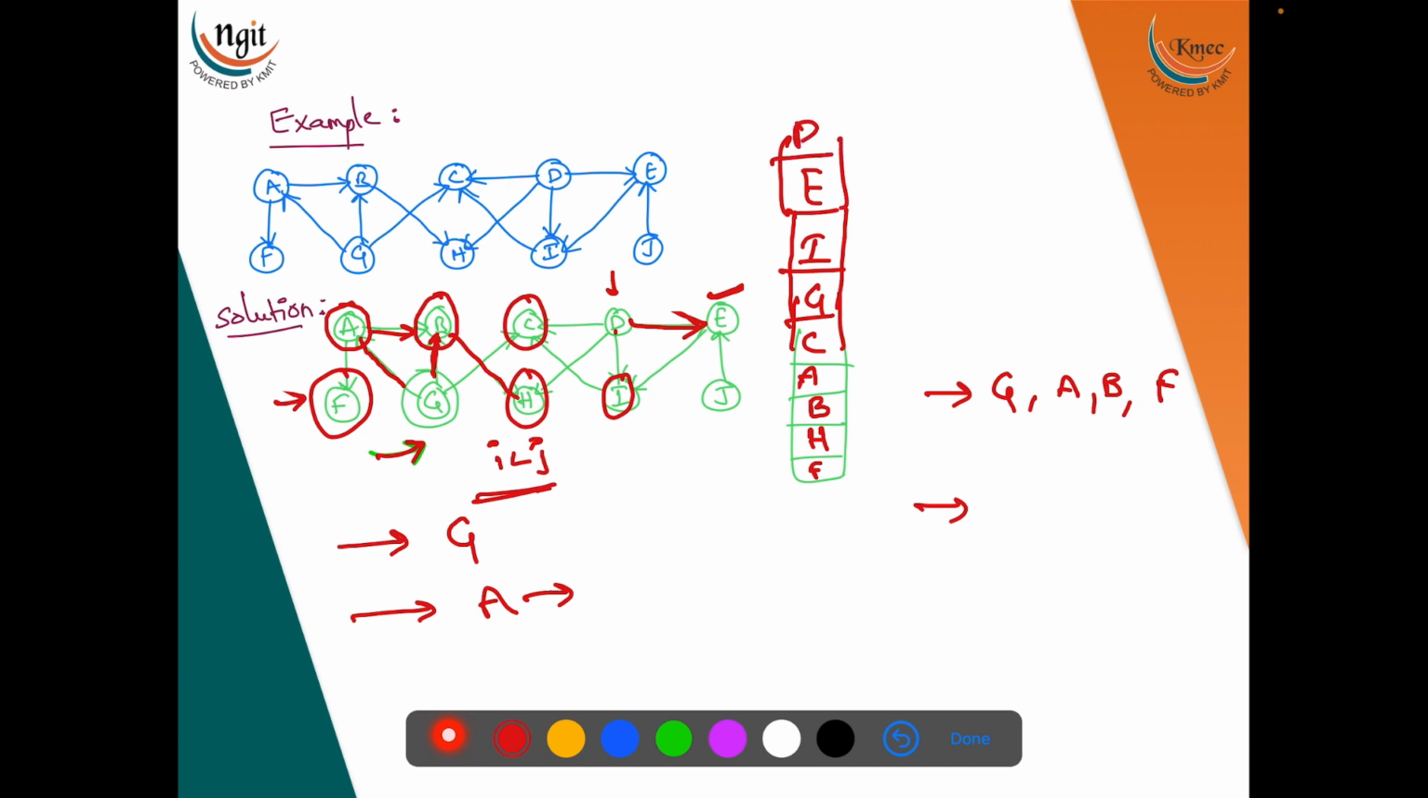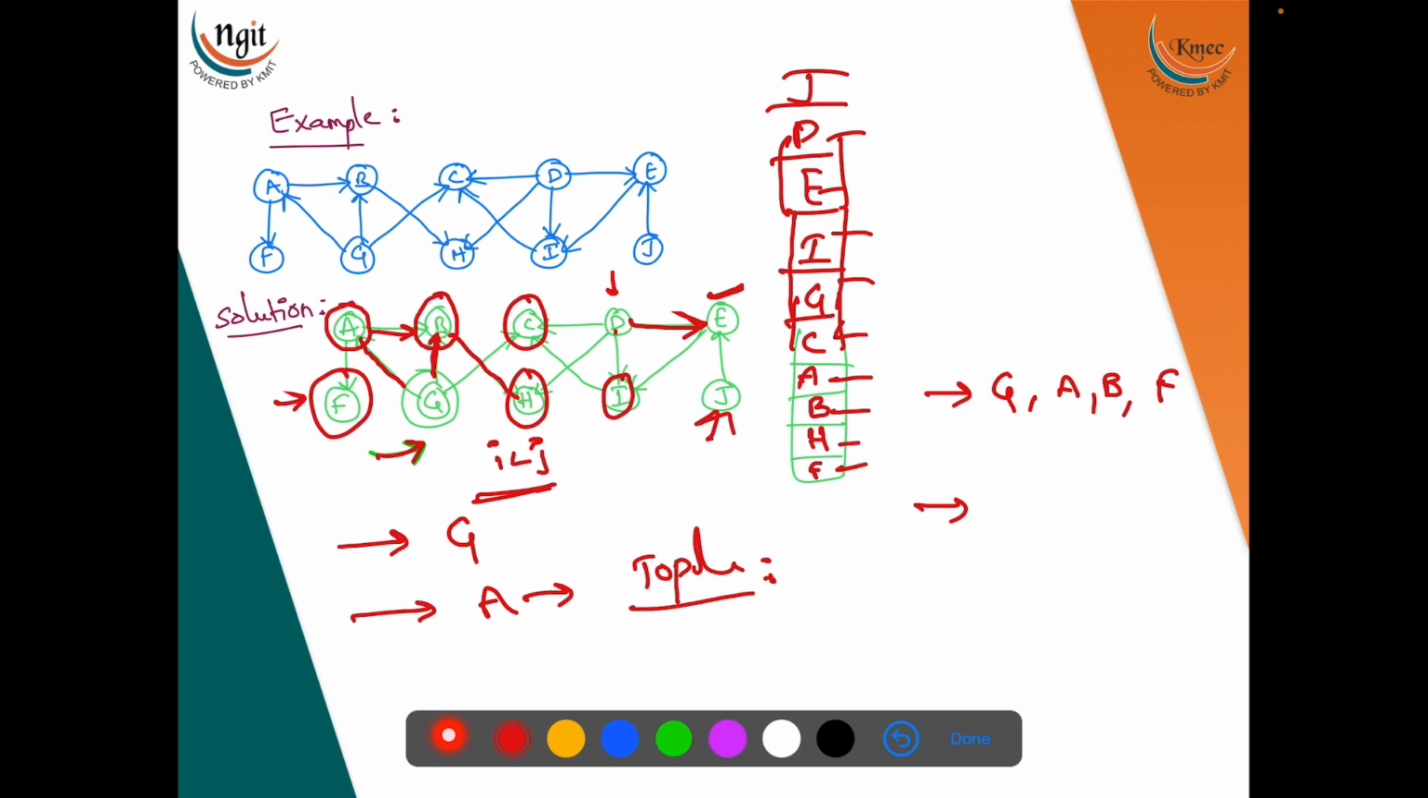Now your stack consists of what? D, E, I, G, C, A, B, H, F. That means we visited all the vertices except J. Now choose vertex J, visit J. Since all its neighbors are already visited, push J into the stack. Now, since all the vertices of the digraph are visited, pop out the stack, and the popping order of the stack is your topological ordering.